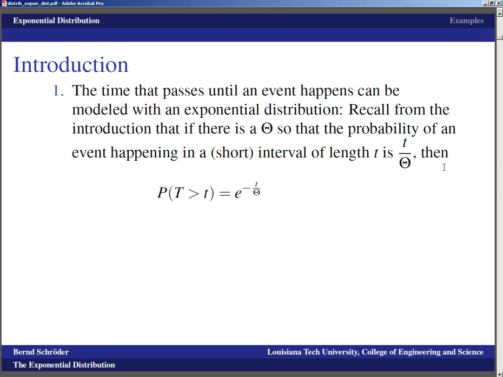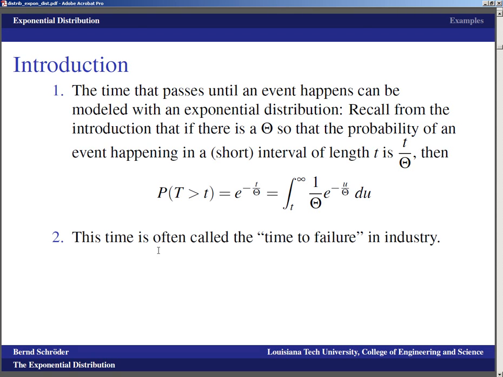And basically, when that is the case, then we had proved in the introduction that the probability that we have to wait, the waiting time T, that we have to wait for the event longer than lowercase t is e to the negative t over theta, which actually turns out to be the integral from t to infinity of 1 over theta e to the negative u over theta du.